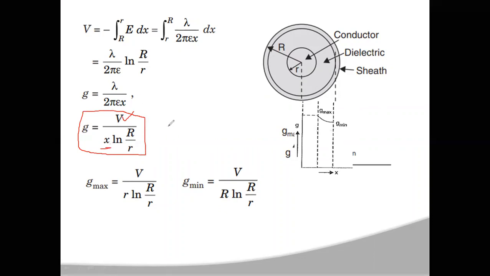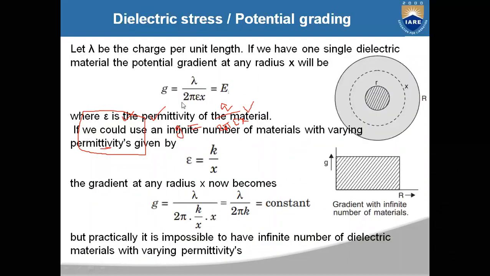Okay, so now you can also use the potential gradient expression G is equal to Q by 2 pi epsilon x. Okay, so depending upon the given problem, you can use either this or this. Okay, so this expression is same as this previous expression.